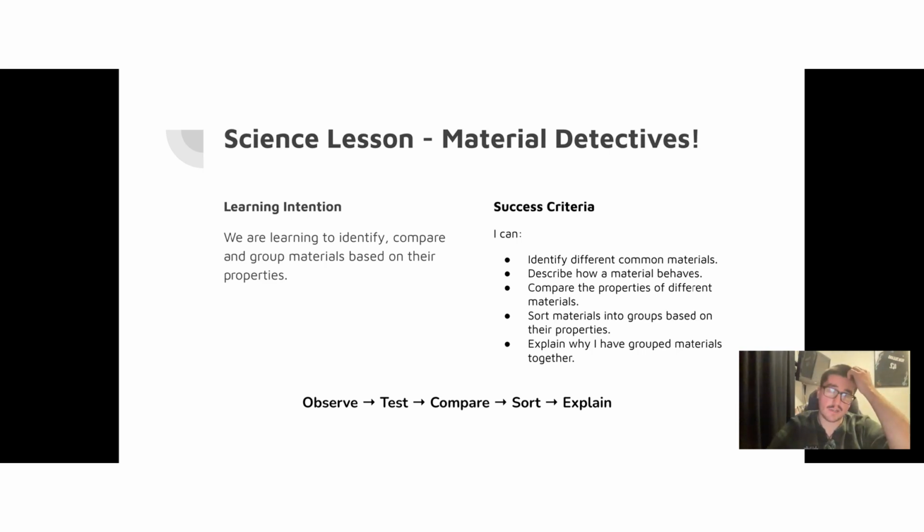The success criteria would be that students can identify different common materials, describe how a material behaves, compare the properties of different materials, sort the materials into groups based on their properties, and explain why they've grouped certain materials together. This activity follows a simple process of observe, test, compare, sort, and explain.